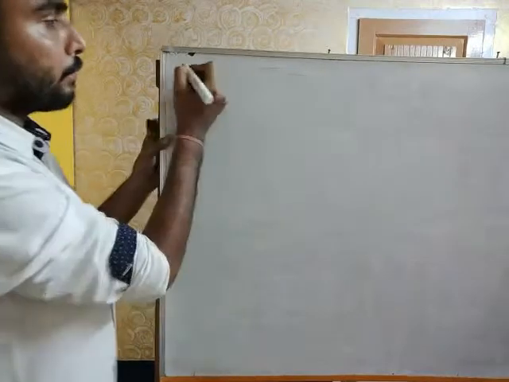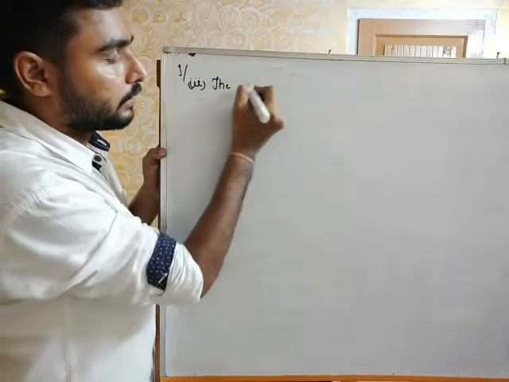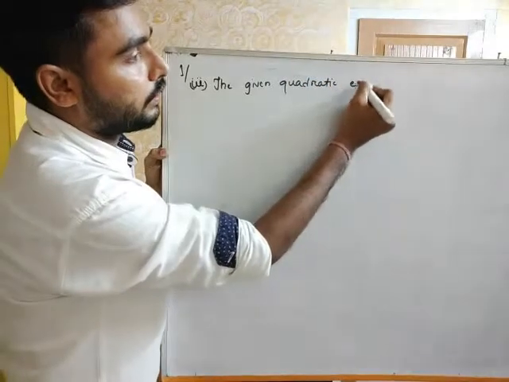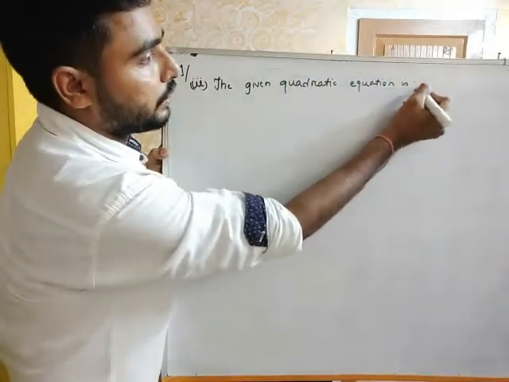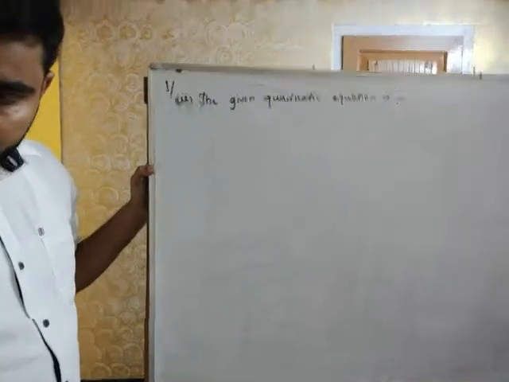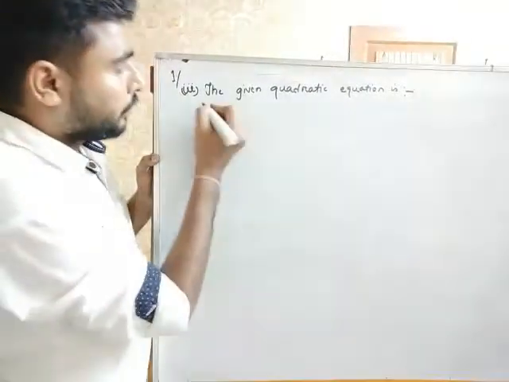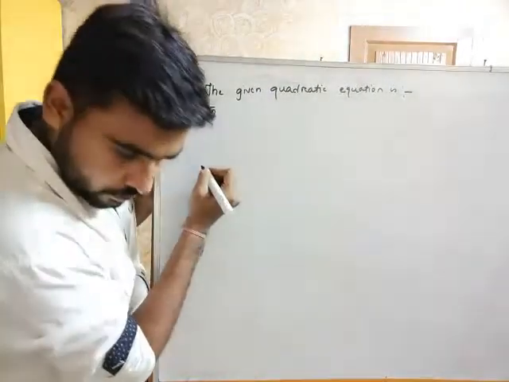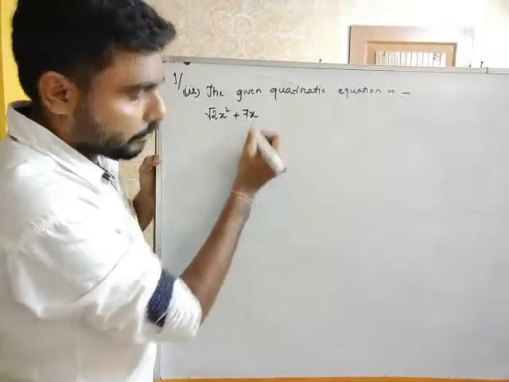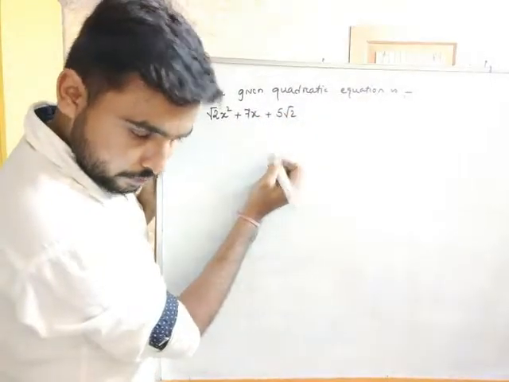So, question number 3 says, what is the question? The given quadratic equation is, what is the quadratic equation? Board is clear, everyone? Root 2x square plus 7x plus 5 root 2 is equal to 0.